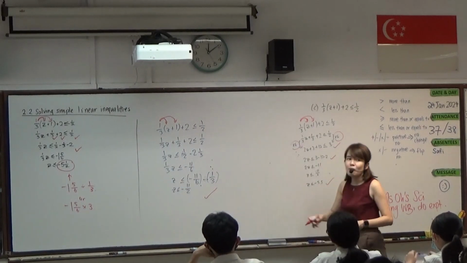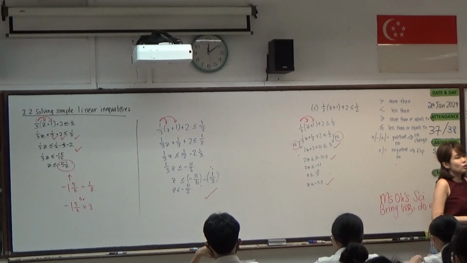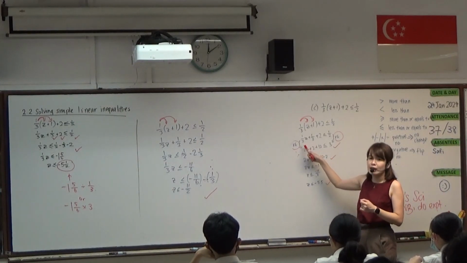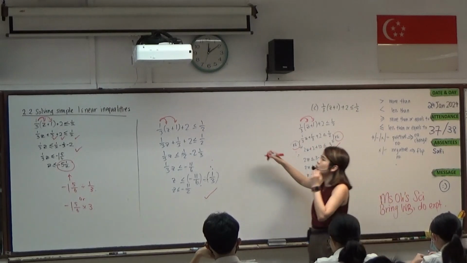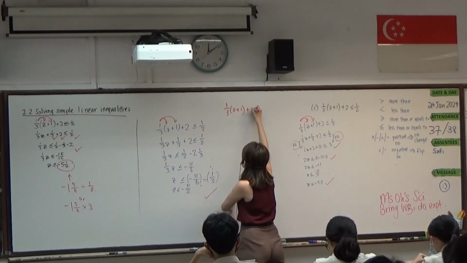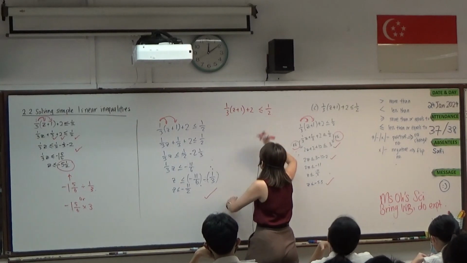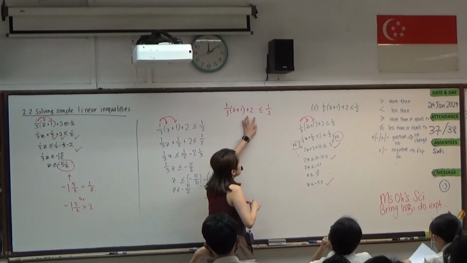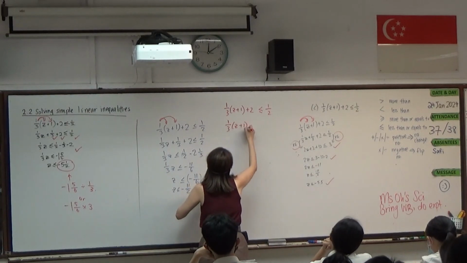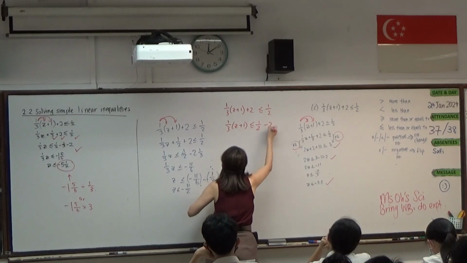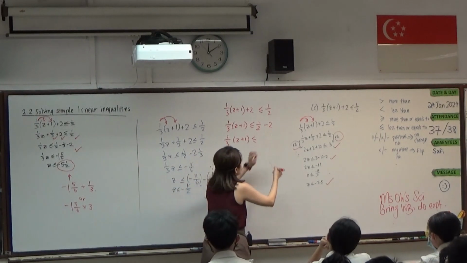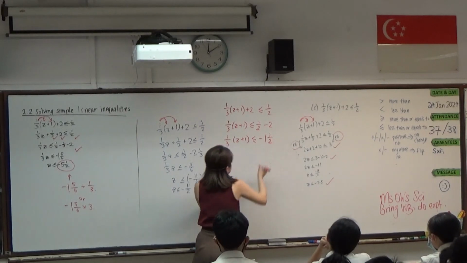An alternative that I want us to learn, because I know that some of you may struggle due to the expansion resulting in a fraction. So what do we actually do? We wanted z plus 1 plus 2 less than or equals to half. You can bring this plus 2 to the right side, such that we get this half minus 2 is negative 1 and a half.